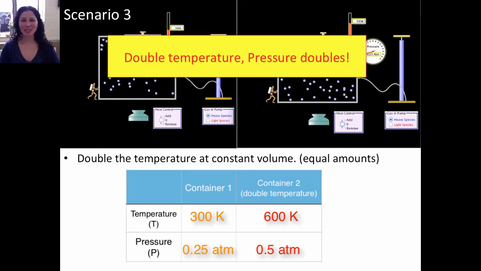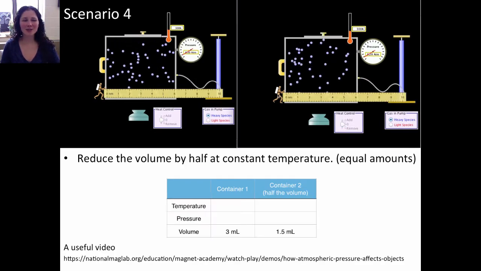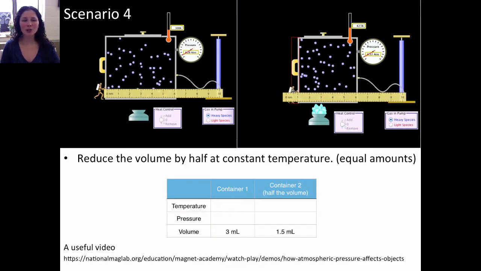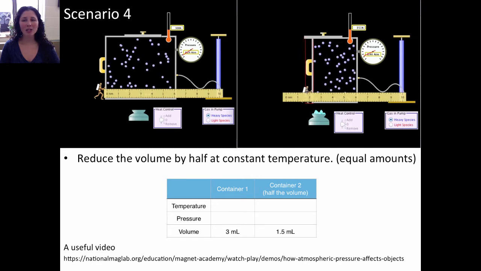And this is why we don't heat sealed containers in the chemistry lab. If the pressure raises too much, the container could burst. Now let's look at another situation where we're going to reduce the volume at a constant temperature.